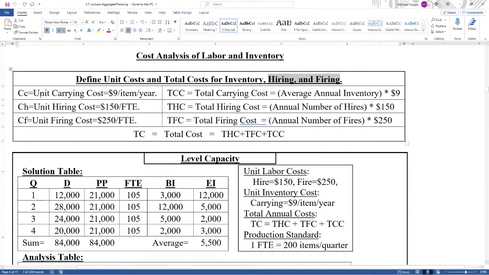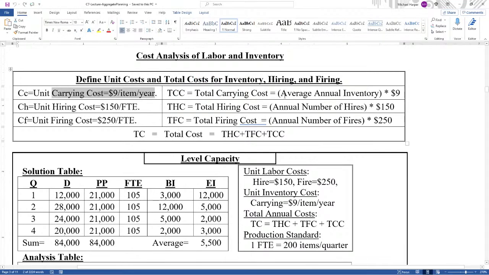So let's talk about some unit costs. Well, the big C stands for cost. The little c here is carrying. The little h is hiring. And the little f is firing. So the unit cost here is $9 per item per year, $150 per FTE that we hire, $250 per FTE that we fire. And this $9 per item per year, notice it's per item. Also, it's over time. How long do you carry that inventory? But hiring and firing is just an event. Carrying cost is an event over time.